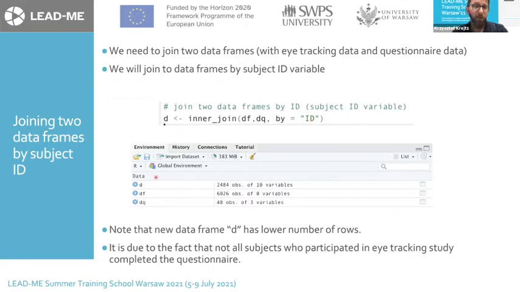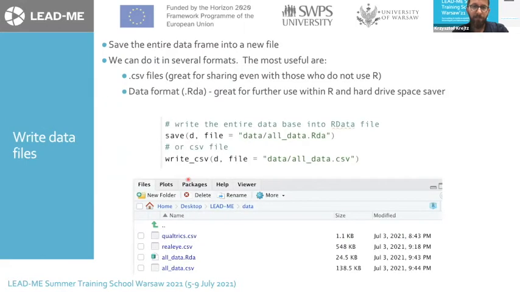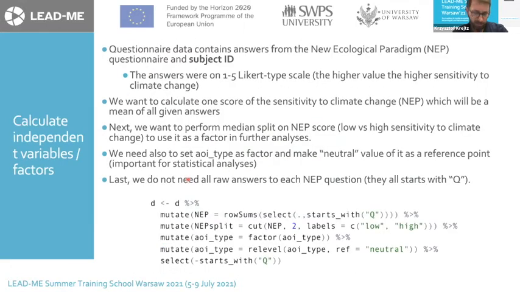When you run this code, it will create a new data set with a much lower number of observations than the original eye tracking file, but with a higher number of variables. Instead of 8, we have 10 variables, or maybe even more if you have more. All right, and I think this is almost the last slide before a short break.